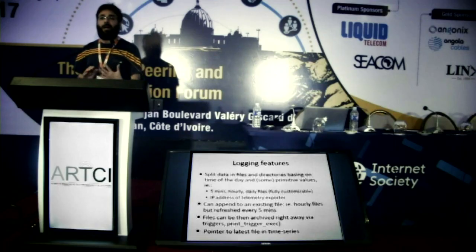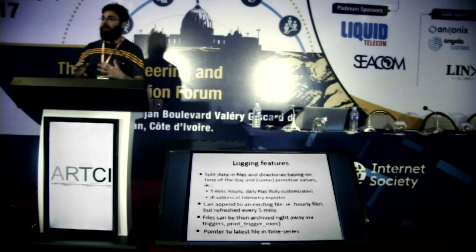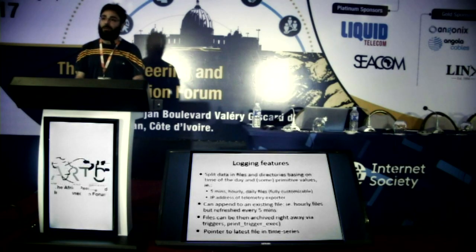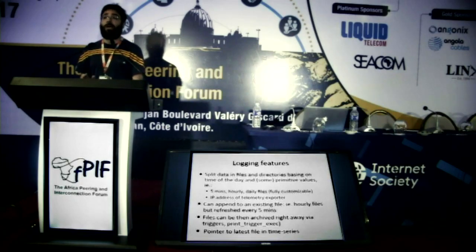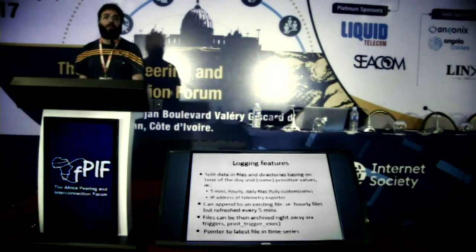So what that allows you to do is essentially to have 5 minutes files, but for example refresh them every 1 minute, every 30 seconds. So you can append so that you have always very fresh information in the file, but still, for example, you want to do time binning of 5 minutes, and so you can have that freedom.